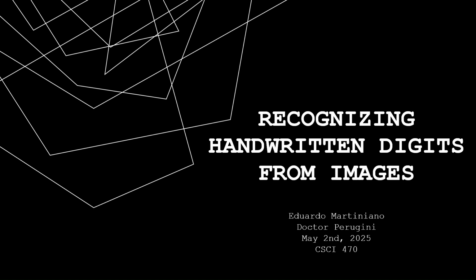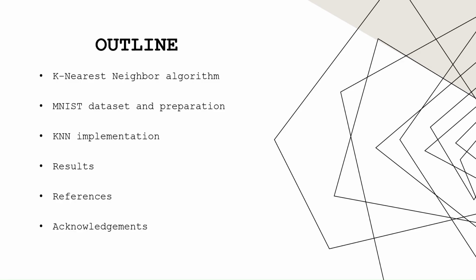Hello, I'm Eduardo Martiniano, and this is my final project presentation on recognizing handwritten digits from images using the k-nearest neighbors algorithm, also known as KNN, and implemented entirely from scratch. I will begin by explaining what k-nearest neighbors is and introducing the MNIST dataset. Then I'll walk through how I prepared the dataset, how my KNN implementation works, and the results it achieved.